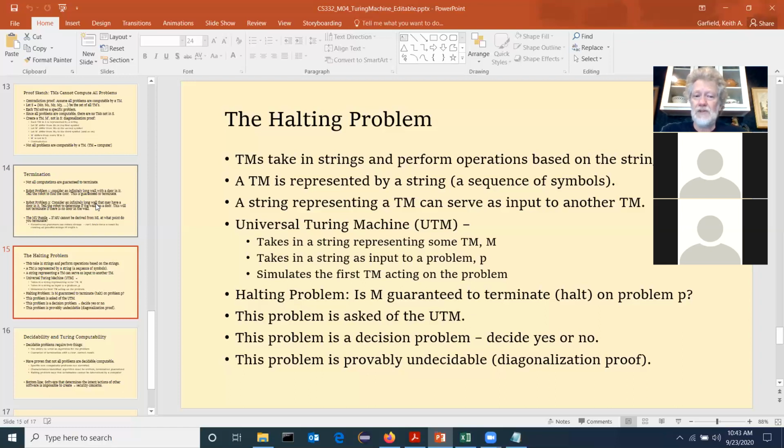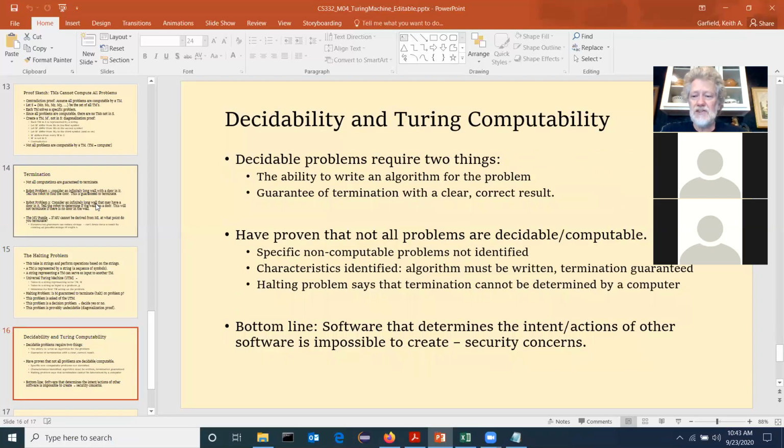Okay, so let's talk about what that means for a minute. So we have this notion of decidability in Turing machines. We've proven that not all problems are decidable and computable, and we've discussed that the halting problem specifically is one where a universal Turing machine cannot answer the question, will this Turing machine halt all the time? And so why do we care about that?